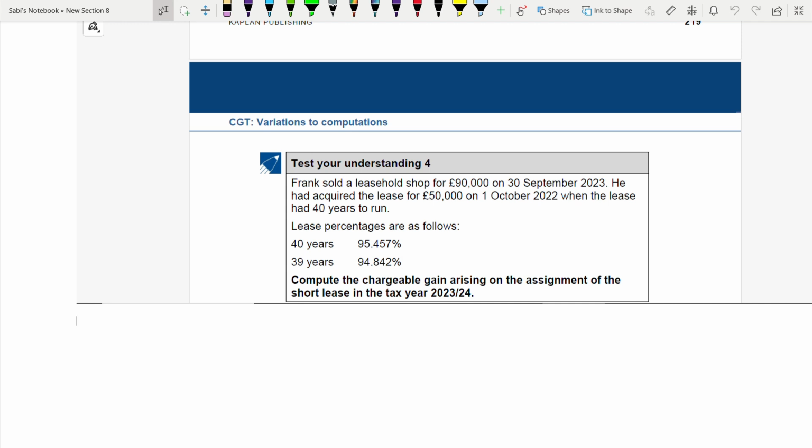Test your understanding 4. You have been given the lease percentages for 40 and 39 years. Now, there's a lease, sold a leasehold shop for 90,000, acquired it for 50,000. It has 40 years to run. But remember, they have bought it on this one and on this date the year is 39 years. One year it reduced. Calculate the chargeable gain. So first is the sale proceed, 90,000. No issue with the sale proceed. Problem comes with the cost.